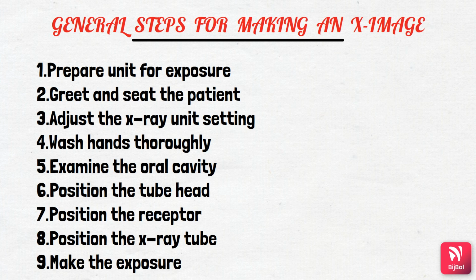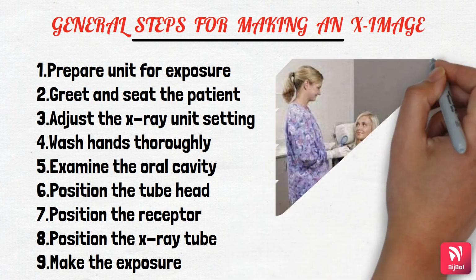Next is adjusting the X-ray unit settings. Set the X-ray machine for proper kVp, mA and exposure time. Generally, only the exposure time is adjusted for various anatomic locations. And now we have to thoroughly wash our hands in front of the patient, or at least in an area where the patient can observe the washing of hands, and put on disposable gloves.